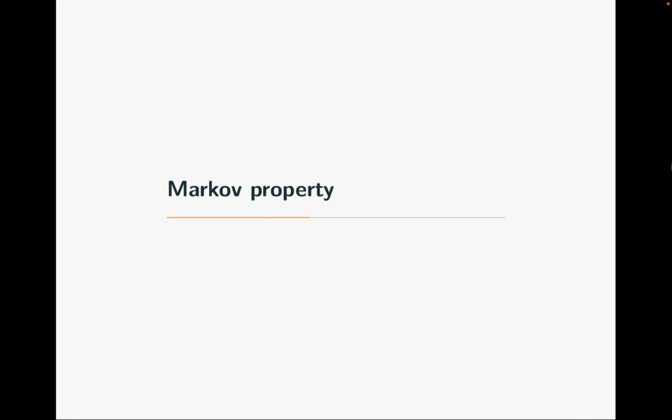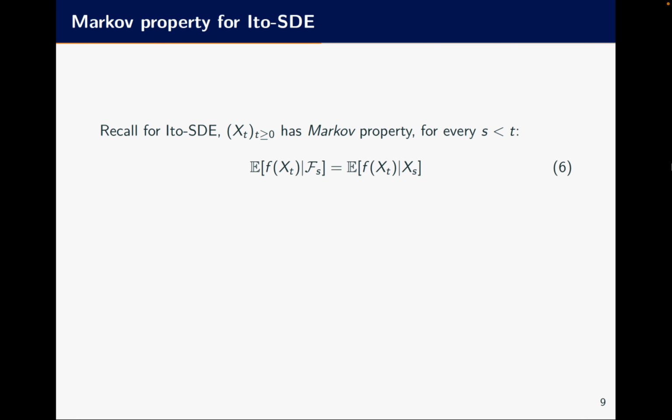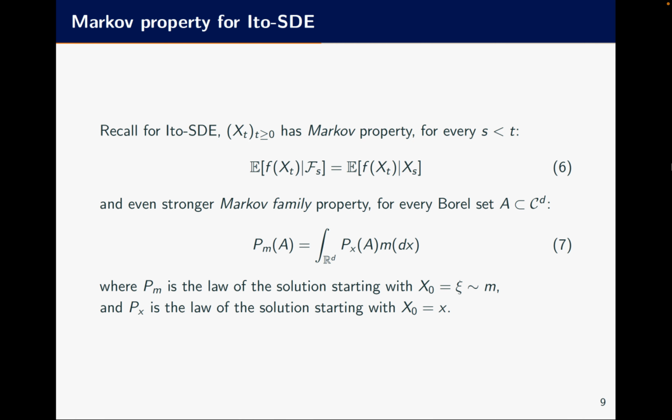Markov property. Recall the Markov property for E2SDE, where we can evolve the SDE from a point xs to xt. In fact, it has an even stronger Markov family property. If we solve the E2SDE for every deterministic initial point x, then average this solution according to an initial distribution m, it is the same as starting the E2SDE at a random variable with distribution m.